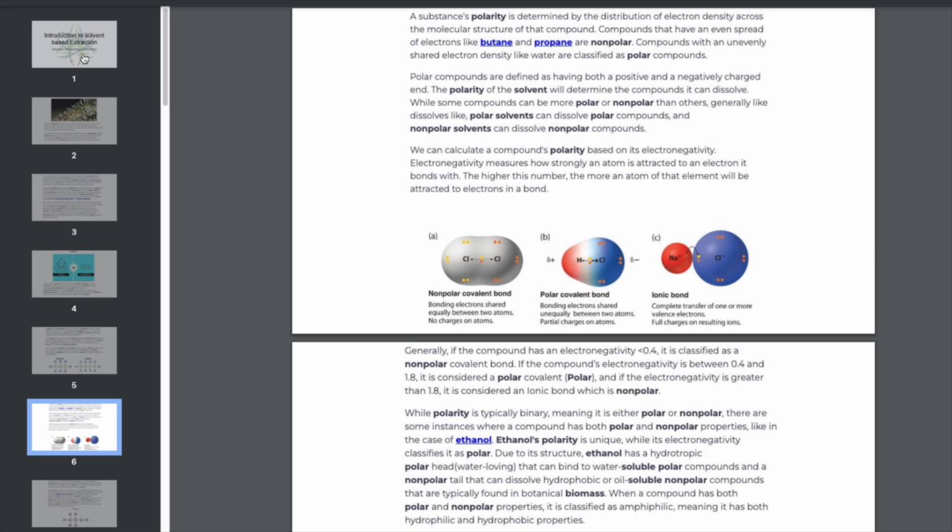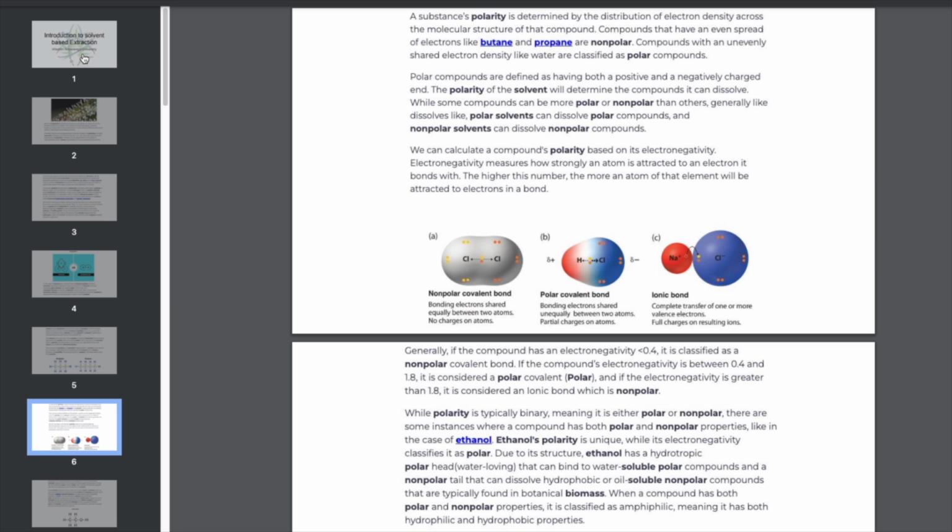The polarity of the solvent will determine the compounds it can dissolve. While some compounds can be more polar or nonpolar than others, generally like dissolves like. Polar solvents will dissolve polar compounds, and nonpolar solvents will dissolve nonpolar compounds.